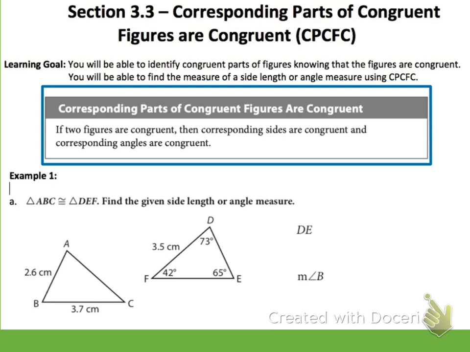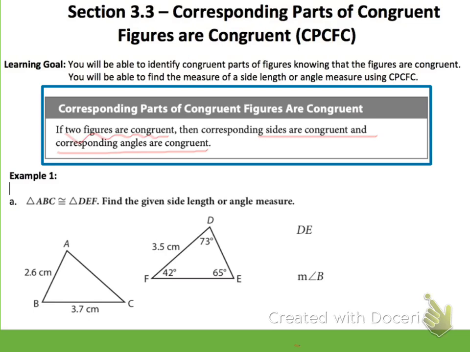So the corresponding parts of congruent figures are congruent theorem says if two figures are congruent, and remember that's called the hypothesis, then what must be true is that the corresponding sides are congruent and the corresponding angles are congruent. So the matching sides would have to be the same length and the matching angles have to be the same angle measure. First we're going to take a look at an example of how we might apply that to find some missing parts in, in this case, triangles that we are told are congruent.